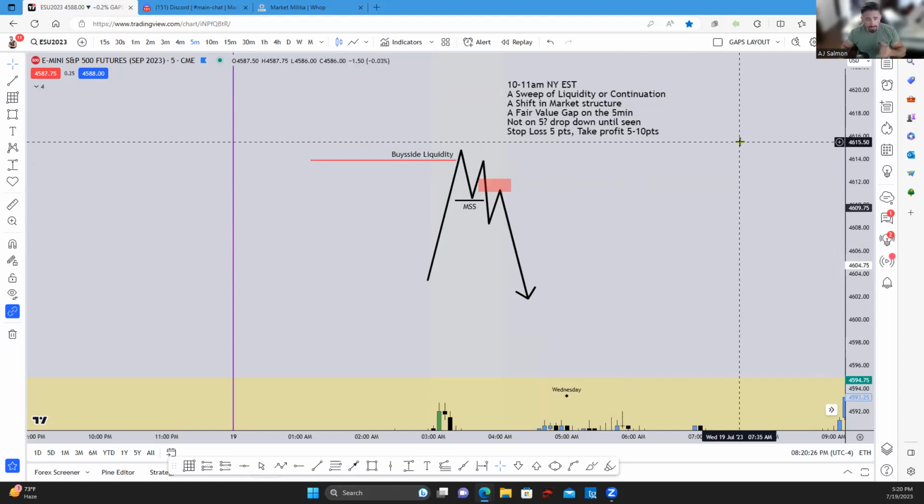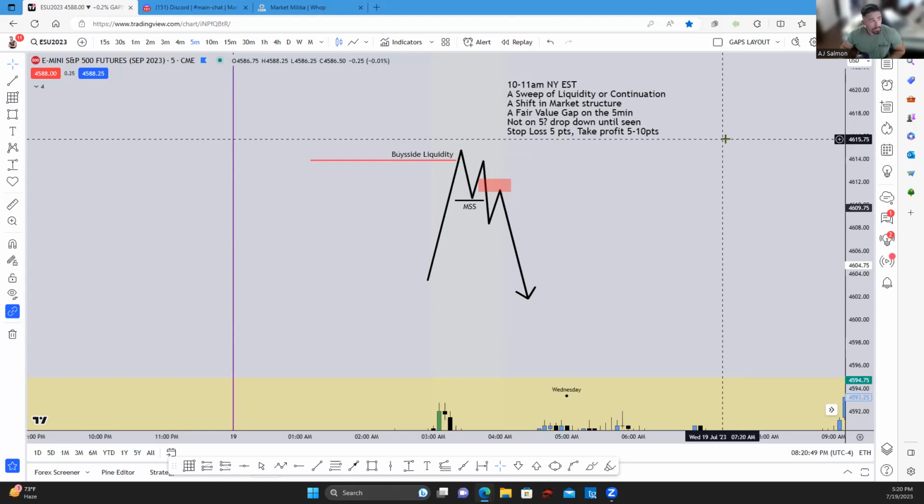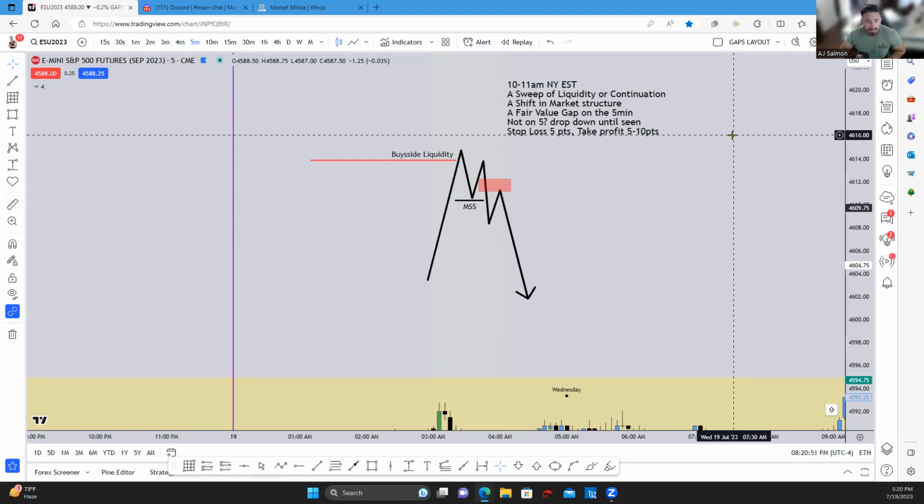The market opens from 8:30 to 9:30. The true open is 9:30 a.m. New York Eastern Time. So from 9:30 to 10, there's going to be that classic ICT Judas swing, right? There's going to be a run on liquidity in one direction, and then potentially a reversal. Not all the time, but 9 times out of 10. So we're going to be waiting 30 minutes after the open, until between 10 and 11.